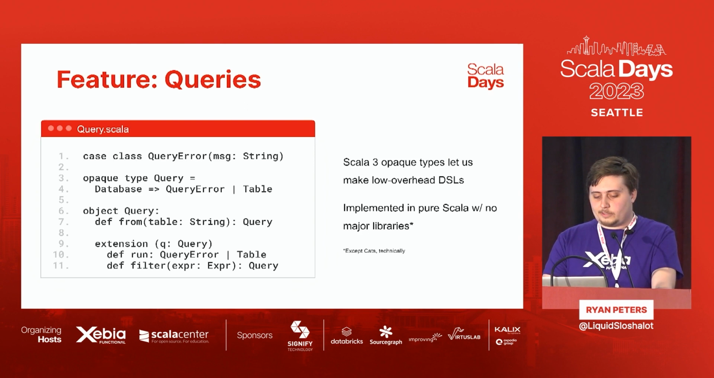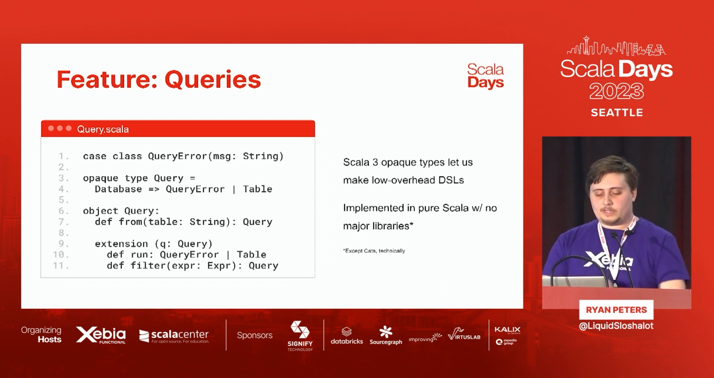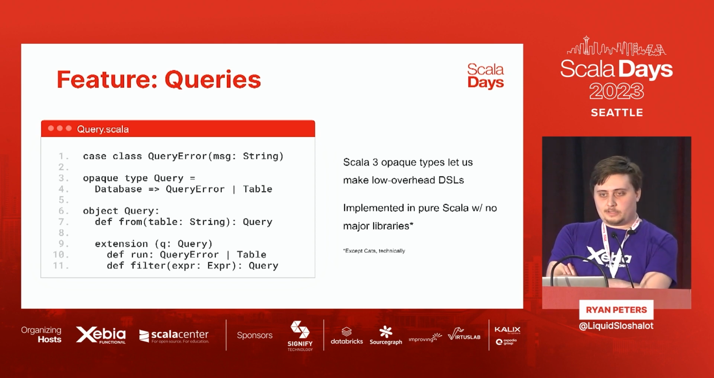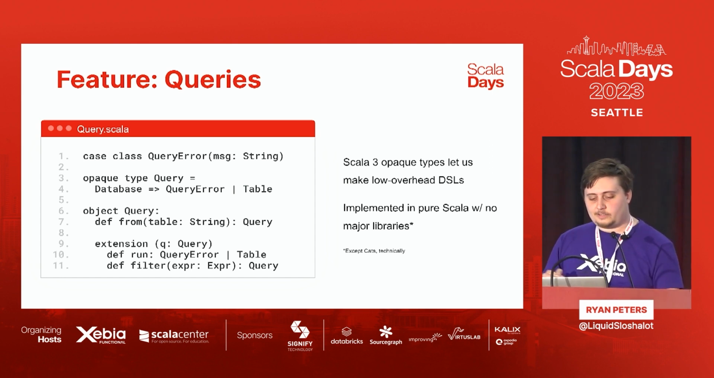So let's talk about queries. I have them implemented using Scala 3 features here. When you have a query, it's a function from a database, the entire database, to either an error or a result table. And you can chain these queries into each other. So I can say I want to select something, and then I want to select something again, and then I want to filter, then select again after it's filtered. The API will let you do that.